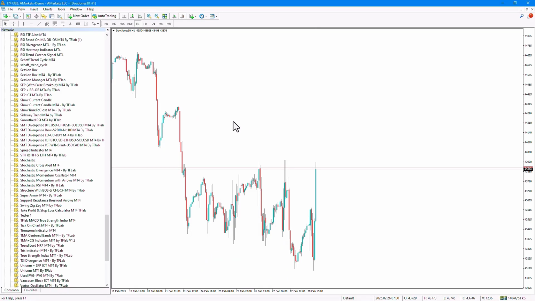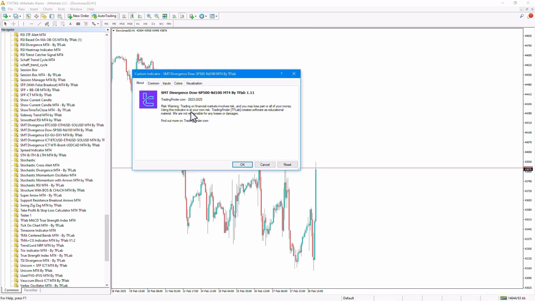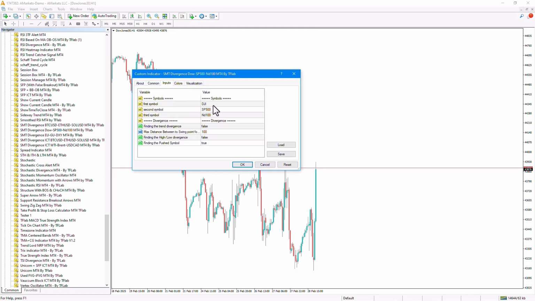From the Navigator section, select the indicator file and run the indicator by browsing the file on the chart. Just make sure to enable the Allow DLL Imports option in the Common section, and then go to the Input section. In this section, there are a few things you need to keep in mind.